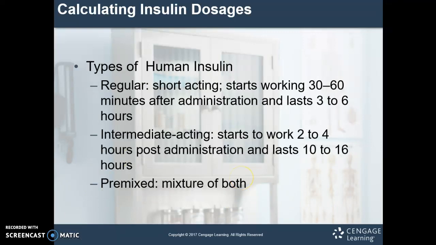And the types of human insulin include regular, which is short acting. That starts working 30 to 60 minutes after administration and lasts for 3 to 6 hours. This is usually called insulin R, Humulin R, etc. Intermediate acting starts working 2 to 4 hours after administration and lasts a lot longer, at 10 to 16 hours. And premixed would be a mixture of both, so Humulin 70-30, Humalog 75-25. Usually those numbers are letting you know how much of each insulin there is in each unit.